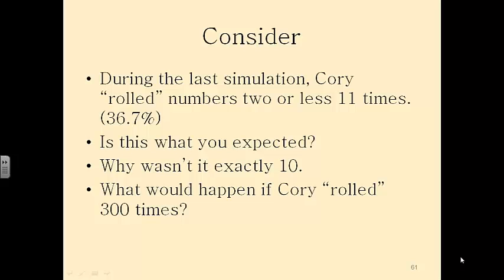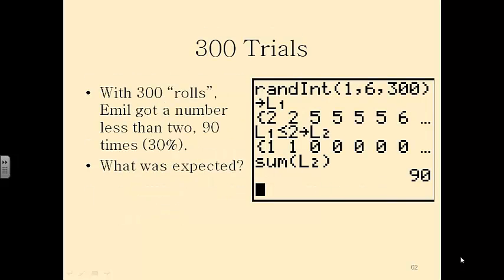So if we were to do this 300 times, here's 300 trials, 1/3 of 300 is 90, and you can see that that's exactly what happens. Now you can try this on your calculator, and you may not get 90, but I would anticipate you getting something very, very close to 90.